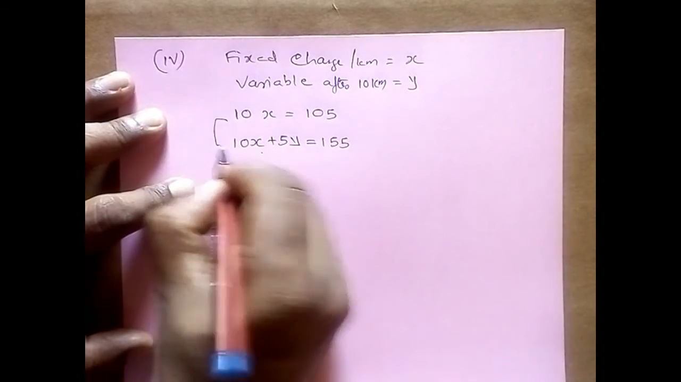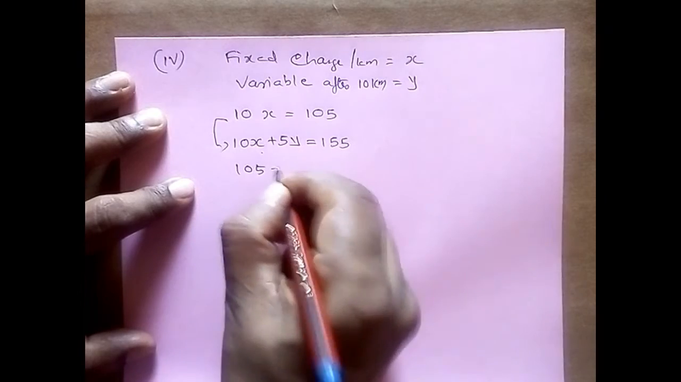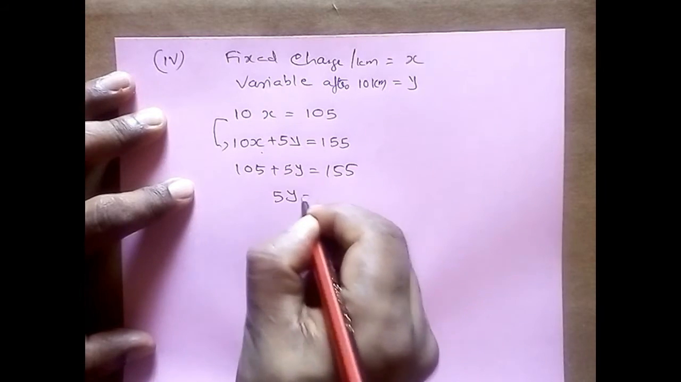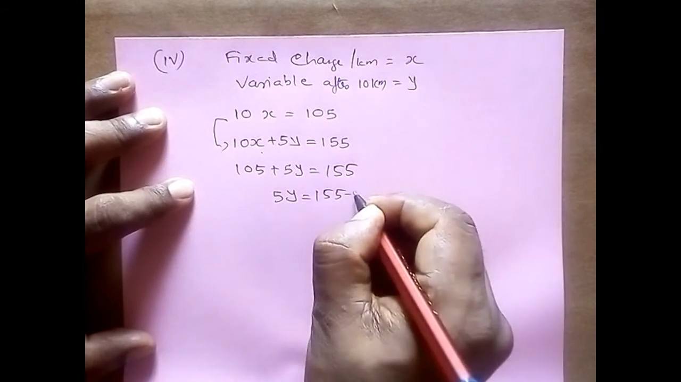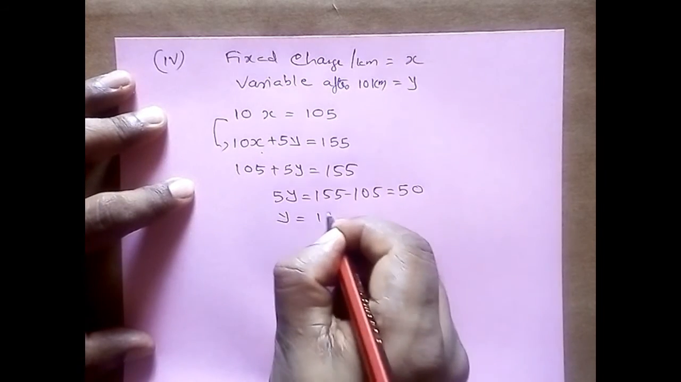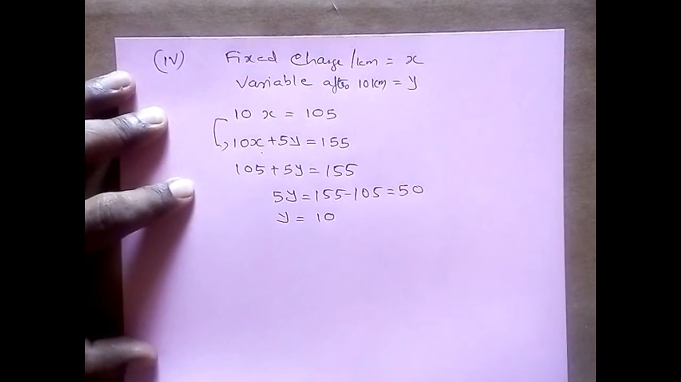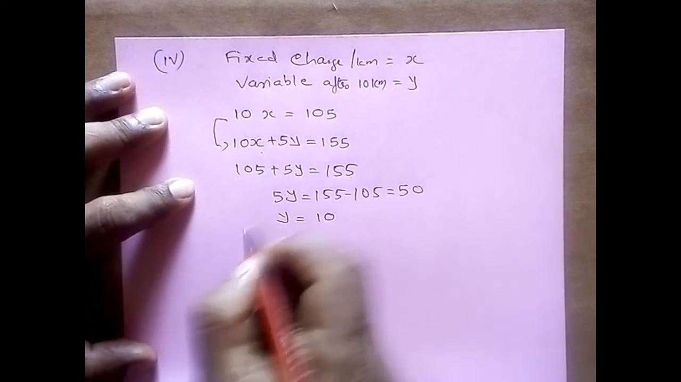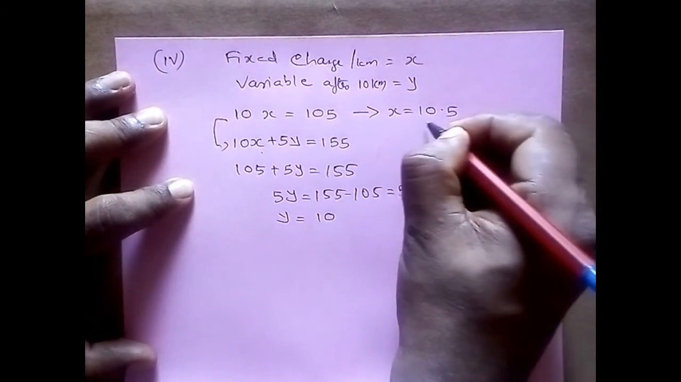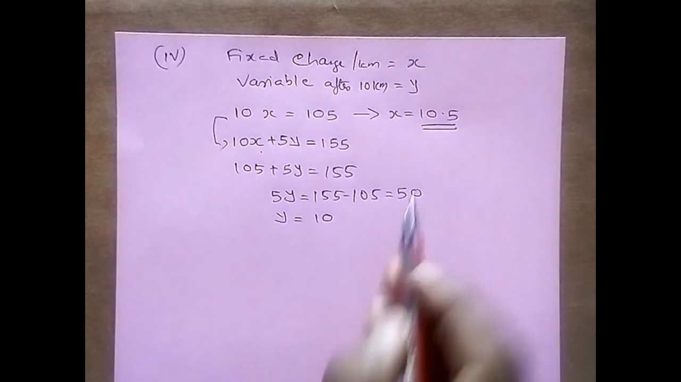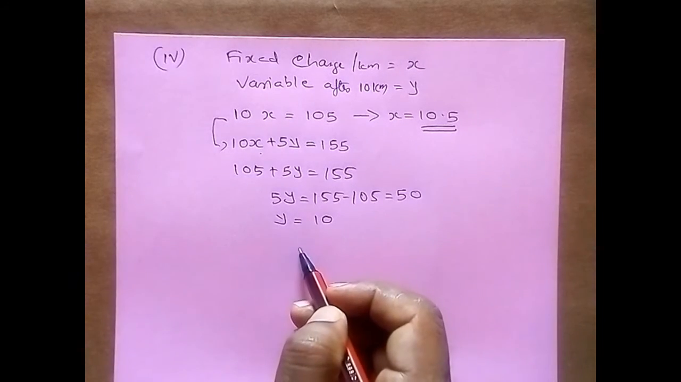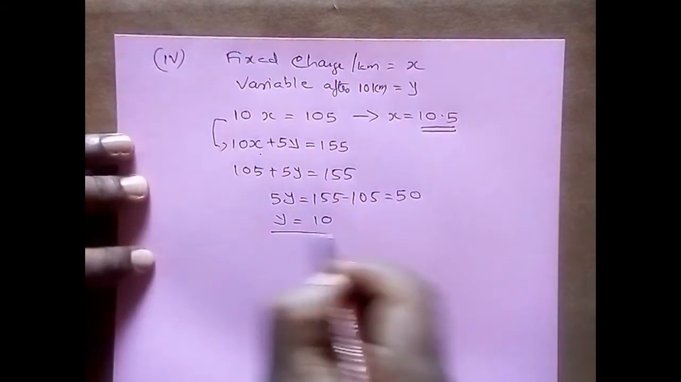So here this 10x we will replace here. 105 plus 5y is equal to 155. 5y is equal to 155 minus 105, which is 50, or y equal to 10. From 10x is equal to 105, we will get x is equal to 10.5. So the fixed charge is 10.5 per kilometer and the variable charge is 10 rupees per kilometer.